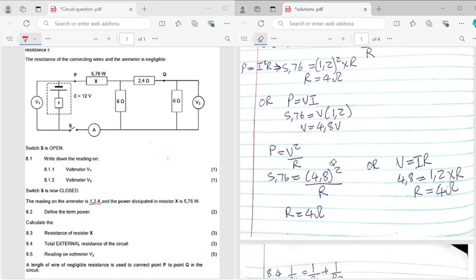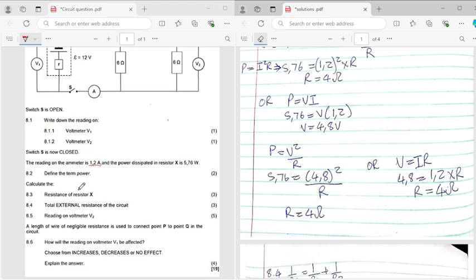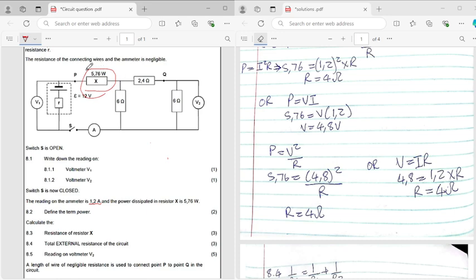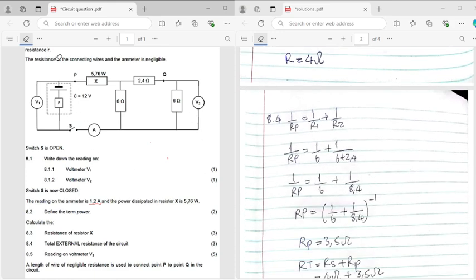So now we'll move to the next one. The next one says we should calculate the total resistance of the circuit, right? So this is what they want. They want us to calculate the total resistance of all these resistors: resistor X, 2.4 ohm, 6 ohm, and also that 6 ohm. This and that, right? So that's what we're going to do.